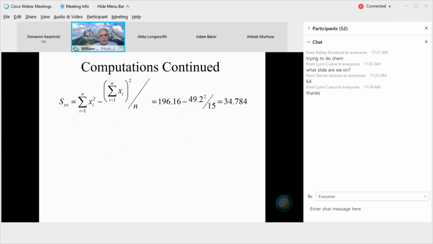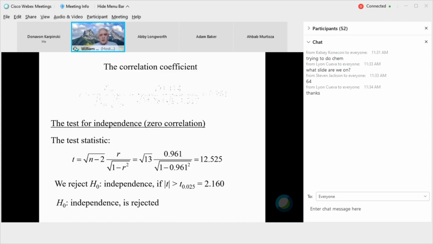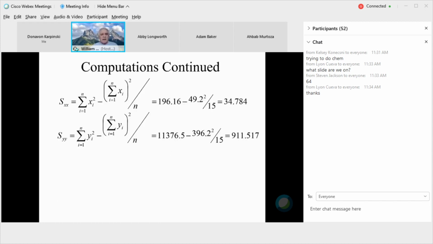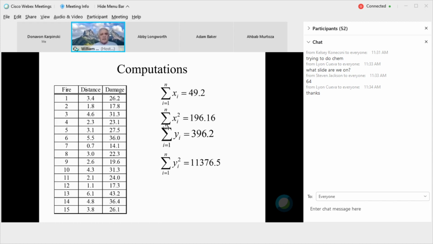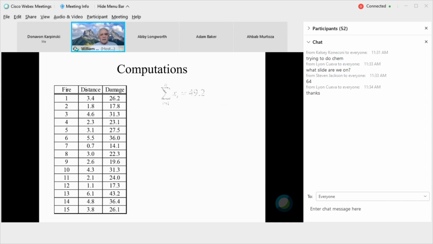We can compute these three sums. SXX is the sum of deviations of the x's from their mean. SYY, sum of deviations of the y's from their mean. Those are the computing formulas. SXY is the sum of product deviations. From that, we can compute the correlation coefficient. It's just SXY over the square root of SXX times SYY. It's quite high. You can see that, I'll go back here, you can see that from the scatter plot. The scatter plot is lying very close to a straight line.